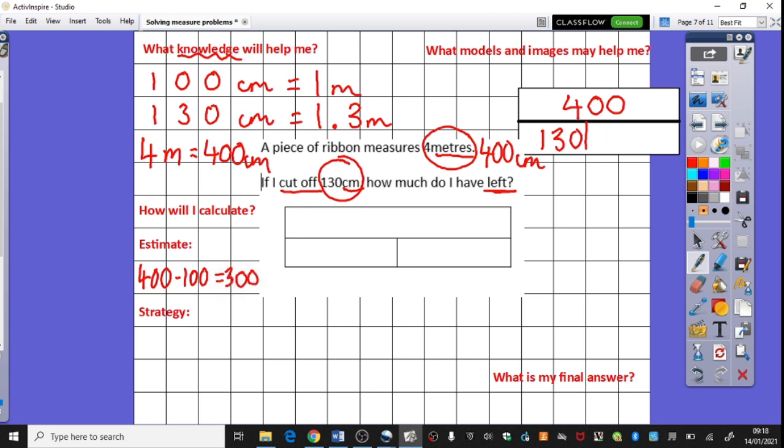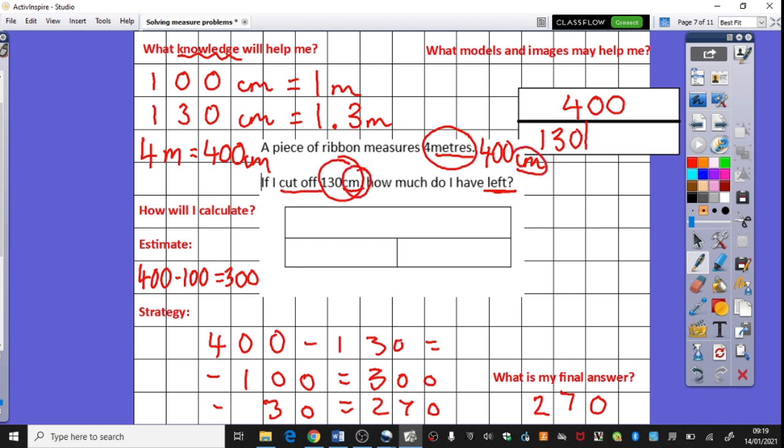Now looking at those numbers, I think I could do this in my head. So I've got 400 subtract 130. I'm going to take away 100 to start with. That leaves me with 300. And then I'm going to take the 30 away from 300. So take away the 30 leaves me with 270. So my final answer here is 270. Thinking about 270 what? What unit of measure did I decide to calculate in? And that was centimetres. So it's 270 centimetres.